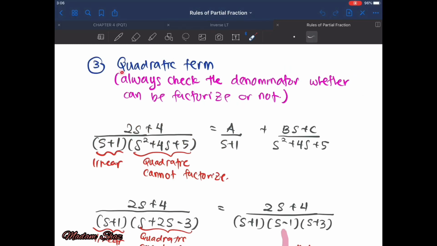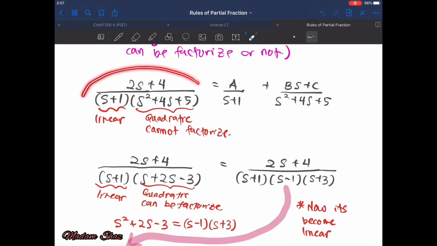So how do you write your partial fraction if you have a quadratic term at the denominator? Quadratic terms means that you have as squared plus bs plus c. You have to always check whether the denominator can be factorized or not. For example, 2s plus 4 divided by s plus 1, which is a linear term, multiplied by s squared plus 4s plus 5. So this is a quadratic term. When we check with the calculator, this quadratic term cannot be factorized.